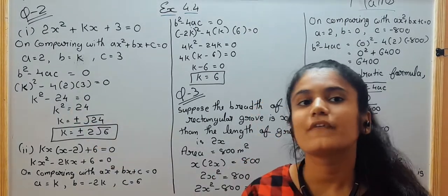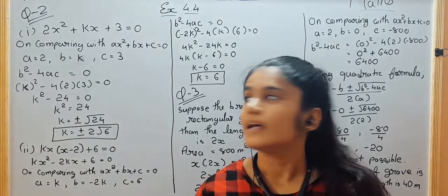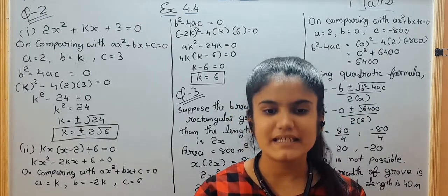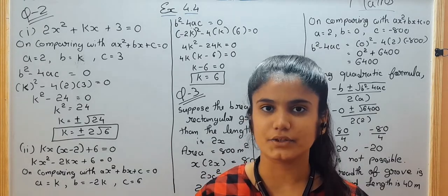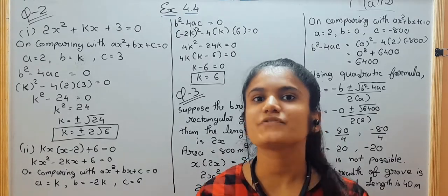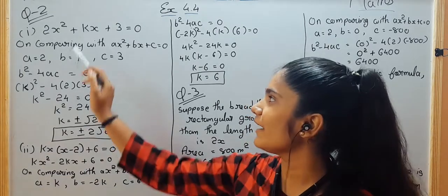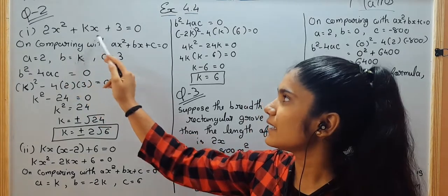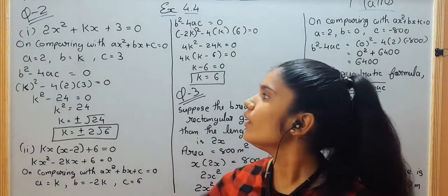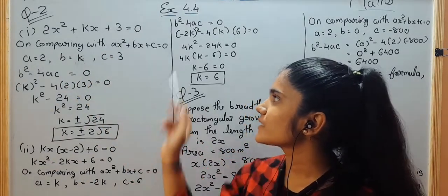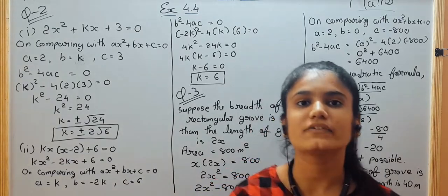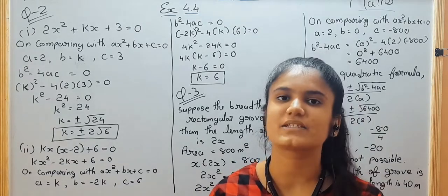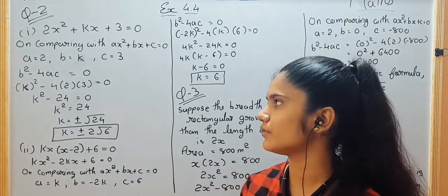In question number 2, we are told that two equal and real roots exist of this equation, which means that the discriminant is 0. Means b square minus 4ac is equals to 0 and we have to find the value of k. So we will compare the equation 2x square plus kx plus c is equals to 0 with ax square plus bx plus c is equals to 0, and we will get the values of a, b and c. We will substitute it in the discriminant formula b square minus 4ac is equals to 0.